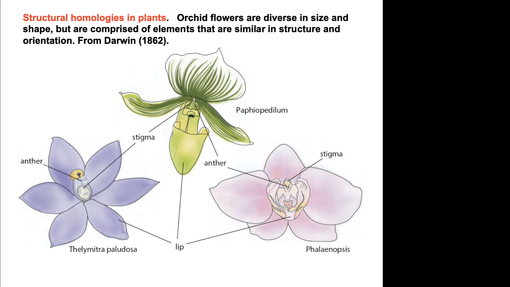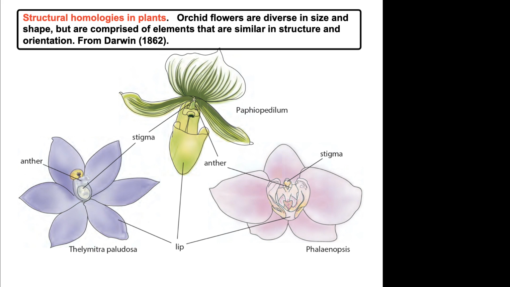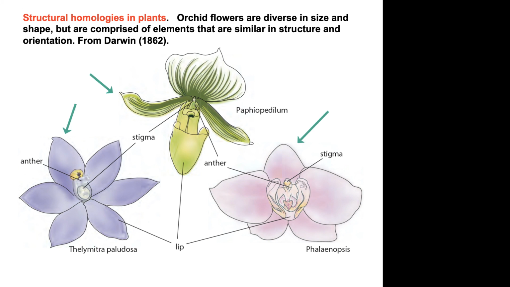Reproductive structures are often fairly well conserved during evolution because you have to have these reproductive structures to carry those genes forward to the next generation. So if you look at the structural homologies within these plants, you have petals, anthers, stigmas, and although they can be quite different morphologically, they serve exactly the same purpose in all of those flowers.